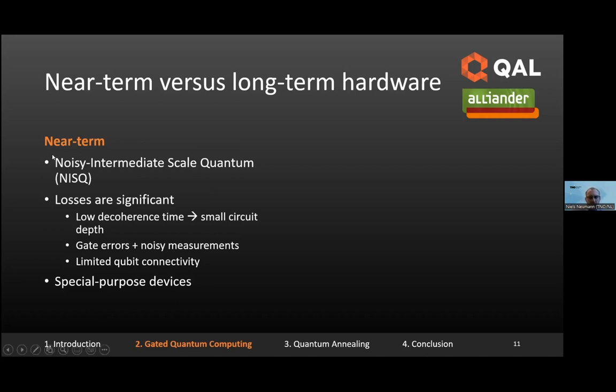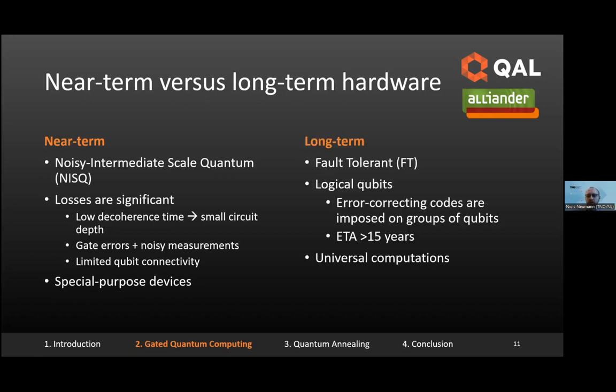And these near-term devices, these NISQ devices, will be special purpose. They will have a special task that they are good at, and they will usually not be good at solving other tasks. For the long term, we envision fault-tolerant devices. Fault-tolerant devices have logical qubits where some error-correcting code is imposed on groups of qubits that can correct errors, that can make these qubits robust to errors, and that allows for longer computations and computations where we do not have to care about errors in individual qubits. However, we expect that it will still take years before we have these fault-tolerant computers.